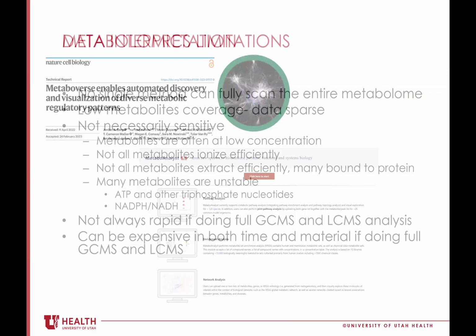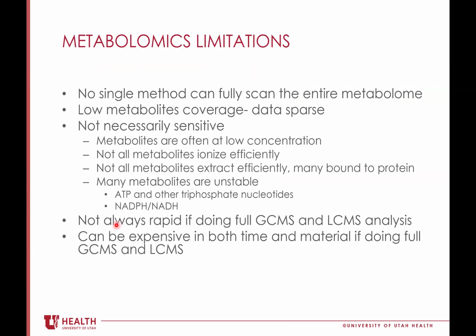So just to go over some metabolomics limitations in the last minute or two, and then I'll take more questions. What I really want to get across is that no single method can fully scan the entire metabolome. Metabolomics actually has low metabolite coverage. It can be data sparse. In other words, with genomes, we can get the whole genome and figure that out. Transcriptome, proteome, we can get 10,000 proteins now in a single cell type. But metabolite coverage is much more sparse than that. There are a lot of holes in the data set and pathways.